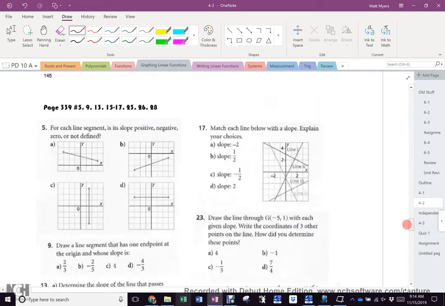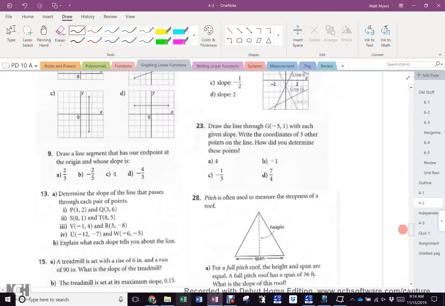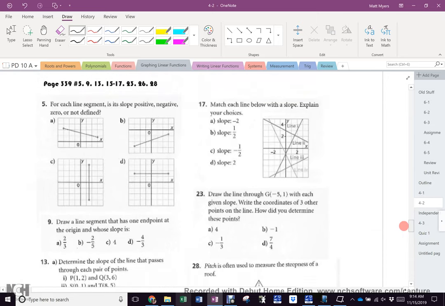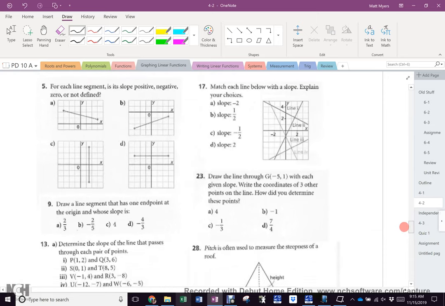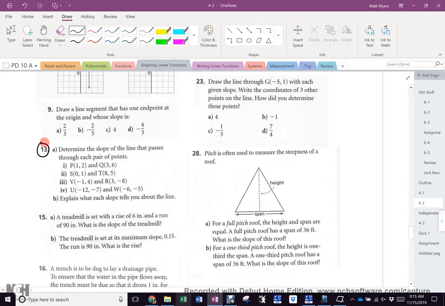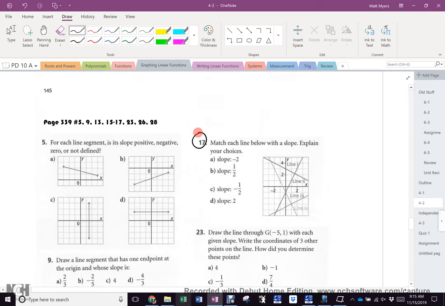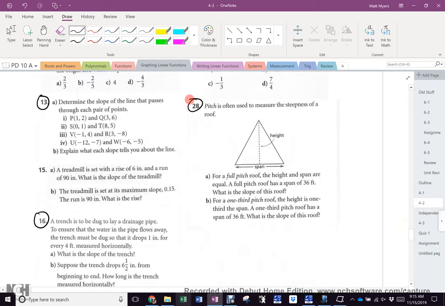So on page 145, if I were you, I would make sure I did a couple of questions from 13, a question from 16, 17, and 28 as a bare minimum. Okay? 15 minutes to work now. Go.